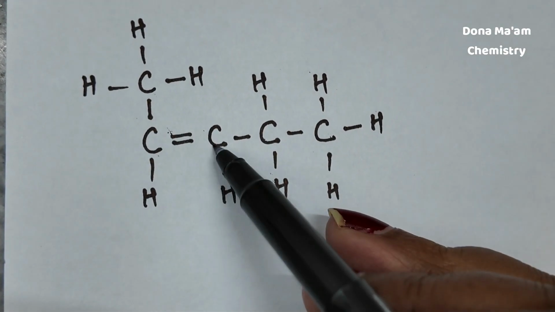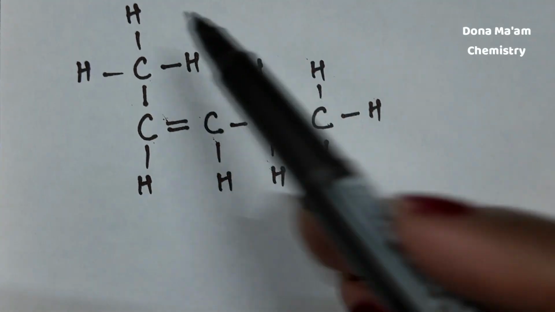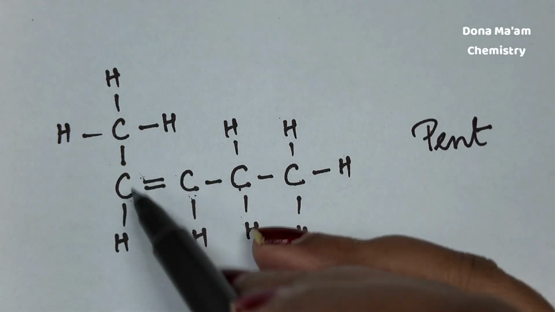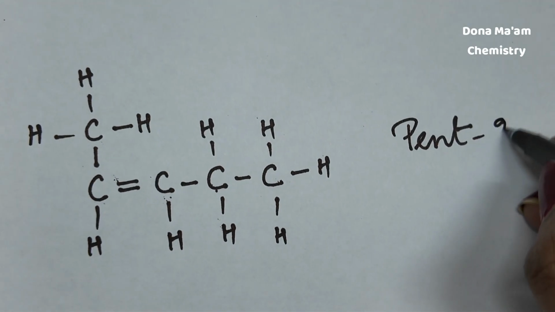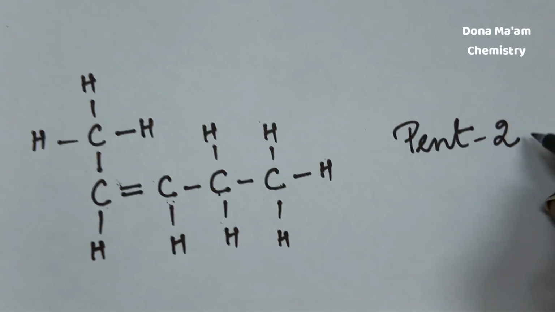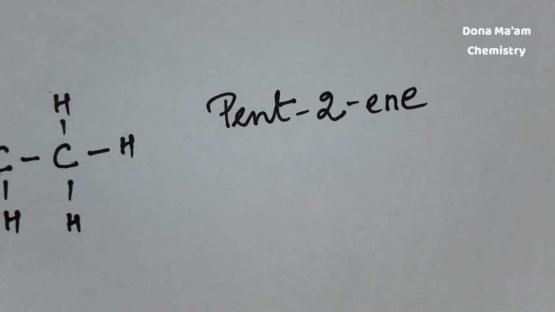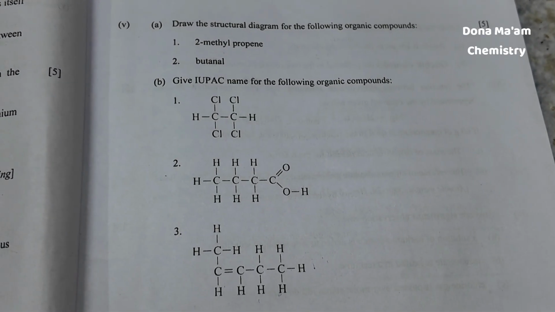There are 1, 2, 3, 4, 5 carbon in the long chain. So it's pent. 1, 2. Second position there is a double bond. So pent 2. And for the double bond you have to write ene. So the answer goes pent 2 ene. So this much is section A.